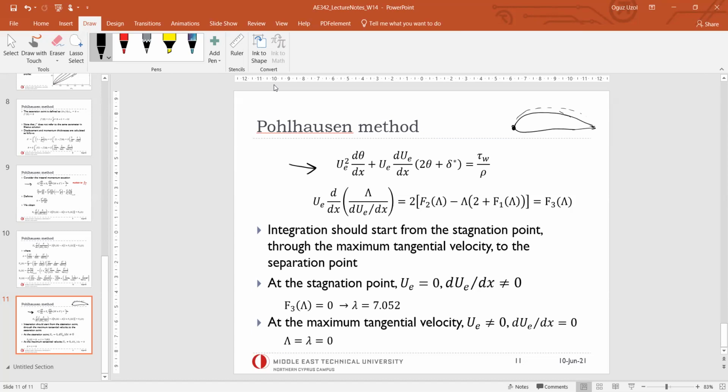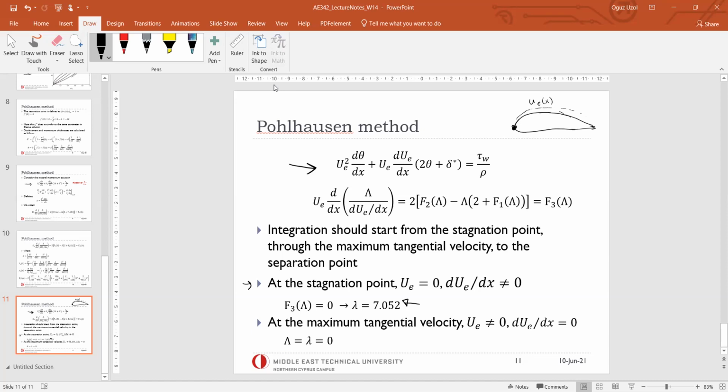Now we will integrate through the top surface, starting from the stagnation point. You know that at the edge of the boundary layer, we have a U edge distribution coming from the inviscid solution. We discussed this before. At the stagnation point, of course, U edge itself is zero, but the dUe/dx is not zero, as it's written here. Based on this physical condition, the lambda function and the lambda value assume a certain value at the stagnation point. The small lambda must be this numerical value.